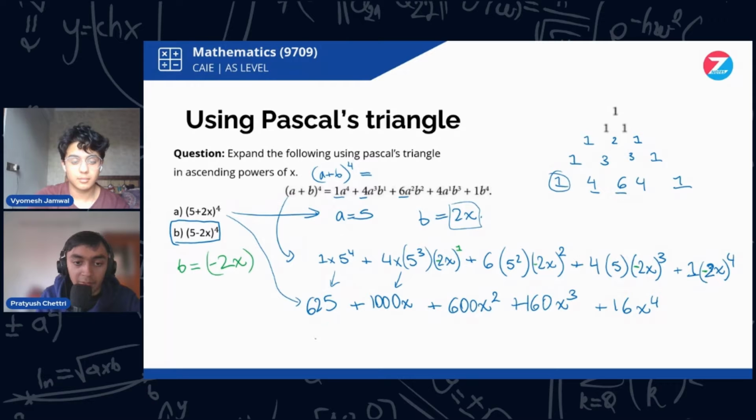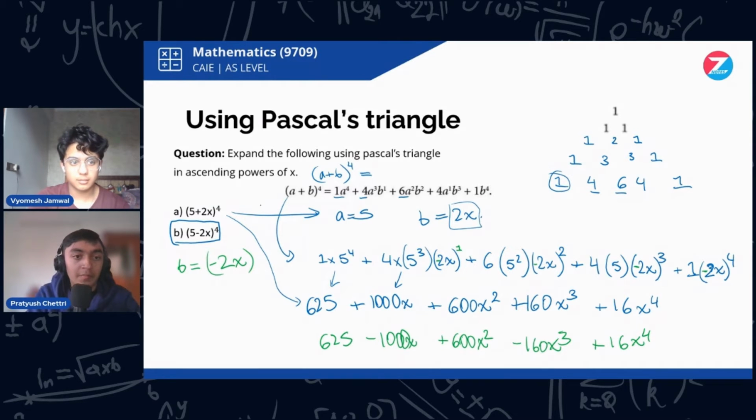I'll write in a new line. 625 minus 1000x. And then here, the minus 2 would be squared. So minus times minus, it would be plus again, 600x squared. And then here it's to the power 3, so it would be minus 160x cubed. And again, to the power 4, you would have your positive sign. So this way, the signs can alternate if one of the terms is negative.